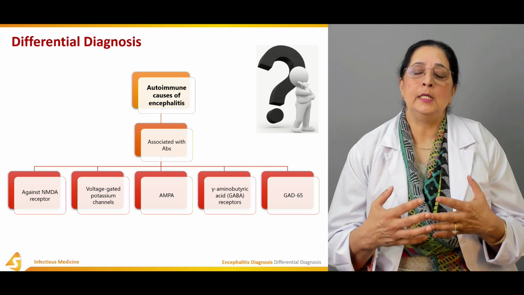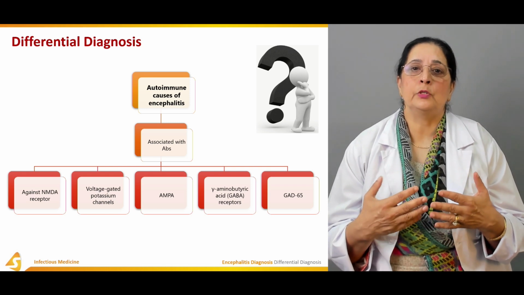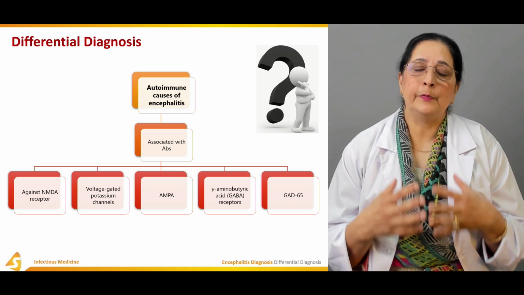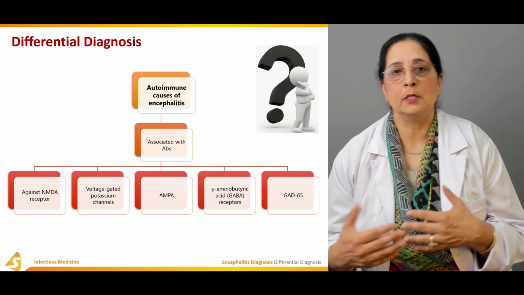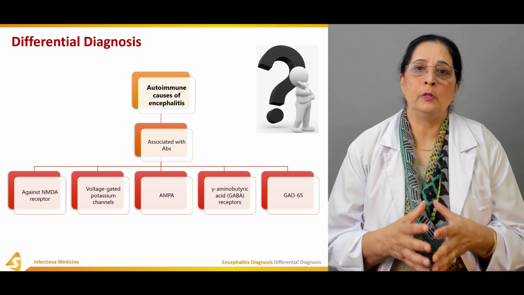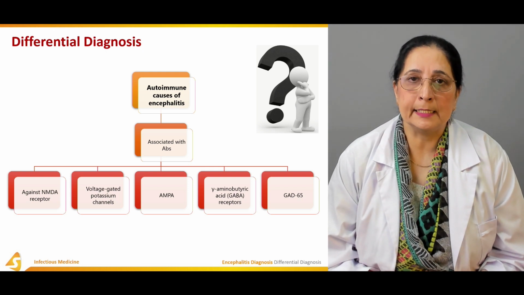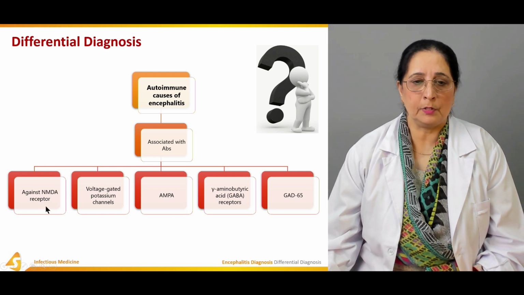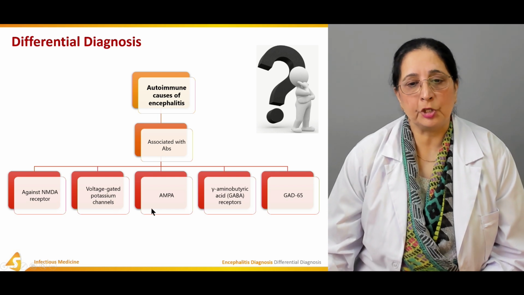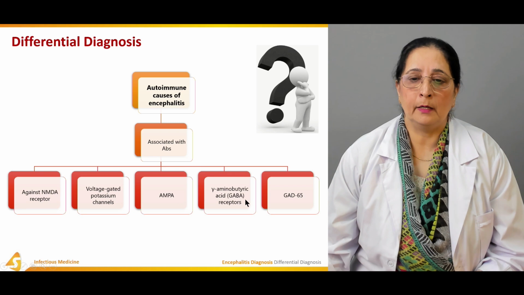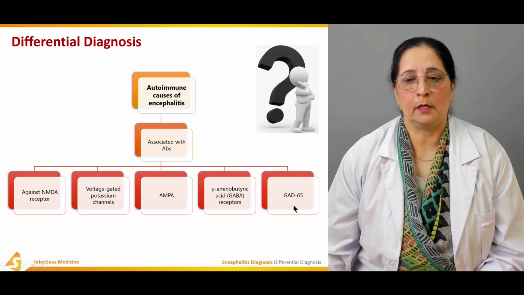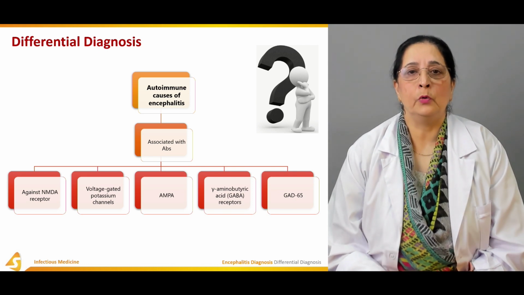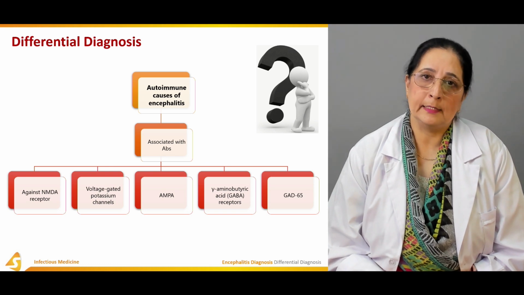autoimmune. Autoimmune is the disorder or condition which is associated with antibody formation. They affect the person's own immune system and cause damage or disease. So this is characterized by finding the antibodies, and antibodies are present against the NMDA receptor, voltage-gated potassium channels, AMPA, gamma aminobutyric acid receptor, GAD65. So these are the autoimmune causes of encephalitis.